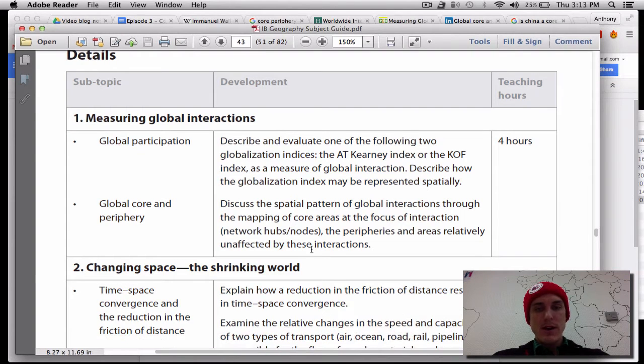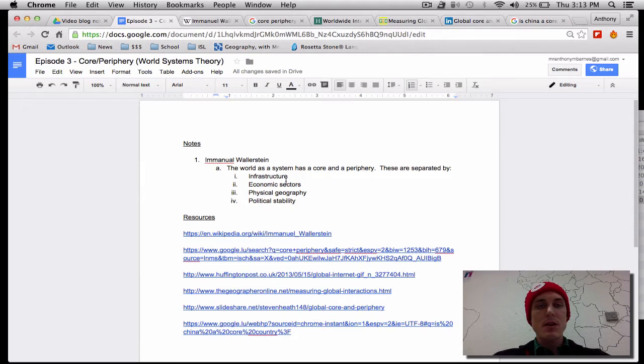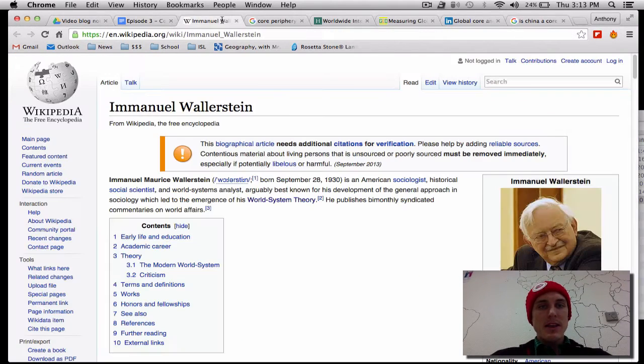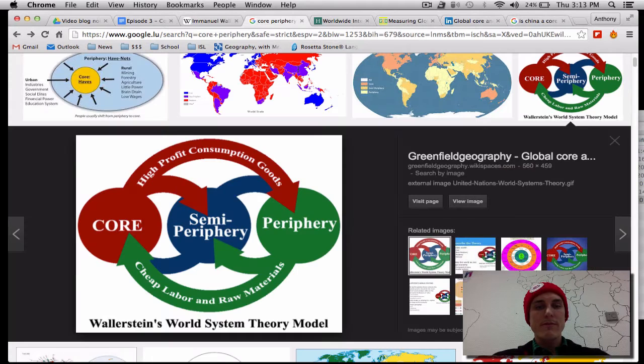All right, what are we looking at right now? We're looking at the Global Core and Periphery here in the IB syllabus. What we're really talking about is world systems theory. A guy by the name of Immanuel Wallerstein came up with this theory. He said that the global economy in particular was broken up into the global core and global periphery, in which there are comparative advantages for the global core versus the global periphery.